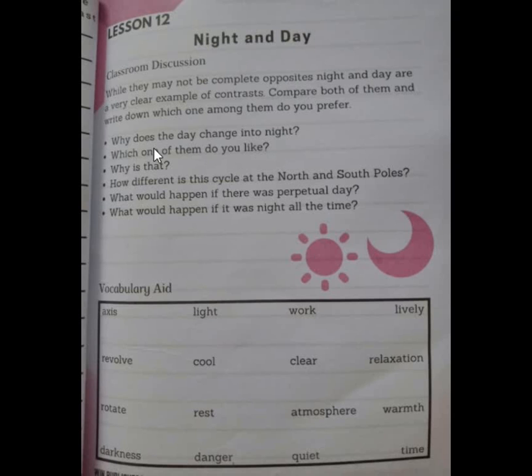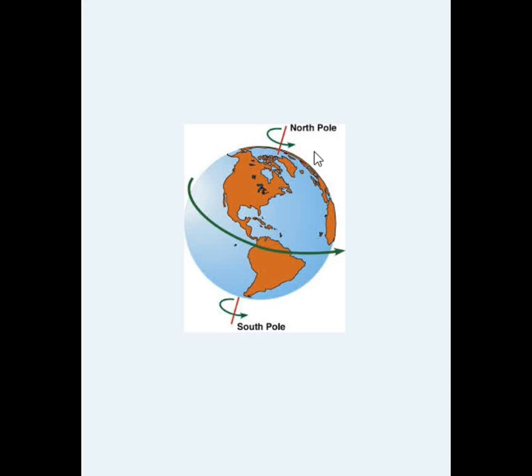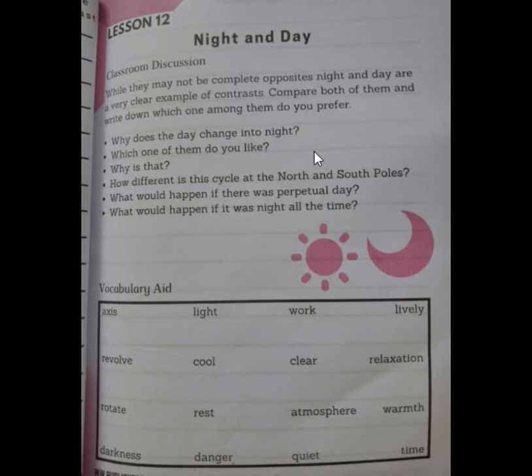Now you are going to have the answers of these questions. Why does the day change into night? I have given the answer, but again I am going to tell you why the day changes into night. Dear students, the earth not only revolves around the sun but also rotates or spins around its axis.